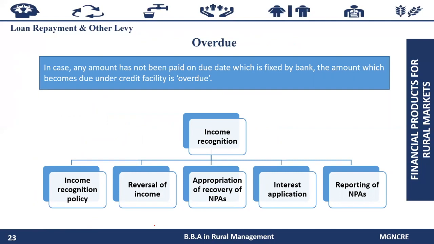Next, we'll talk about overdue. Overdue is a case where the amount has not been paid on the due date fixed by the bank. The amount which becomes due under a credit facility is overdue. Basically, when a person is not able to pay the interest on the prescribed date, then beyond that date, that interest amount becomes overdue. So next is income recognition under overdue, the income recognition policy.